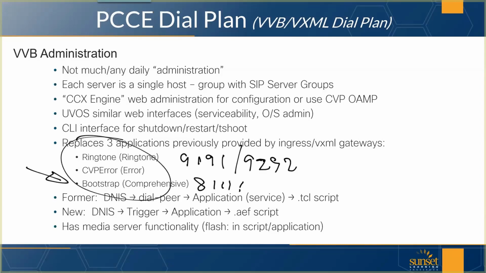So earlier, in the VXML gateway only, a DNIS pointed to a dial peer, pointed to an application which ran a TCL script. In the new environment, the Virtual Voice Browser, the DNIS points to a trigger, points to an application, points to a .aef script, but the result is the same. And if it all works, the caller hears whatever it is you're trying to get the caller to hear.